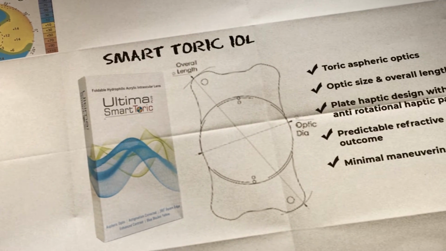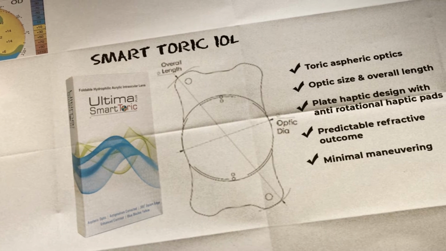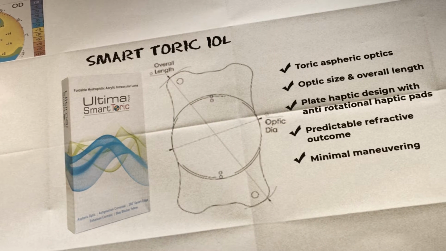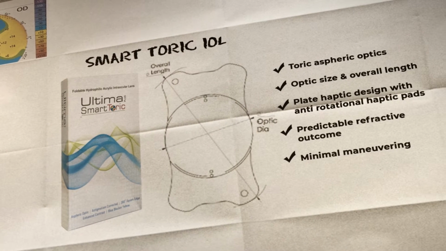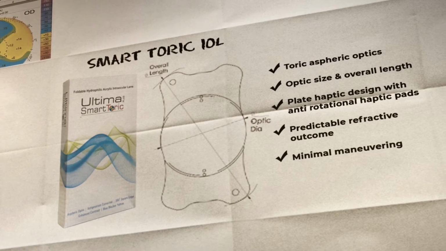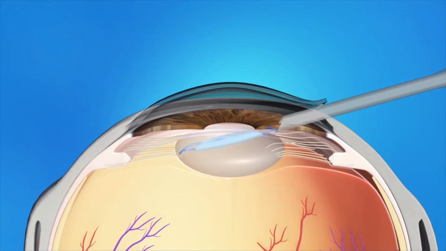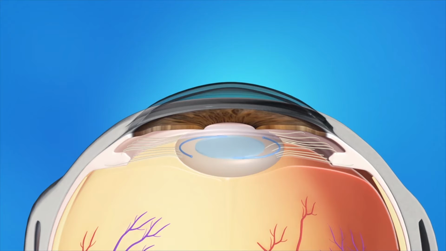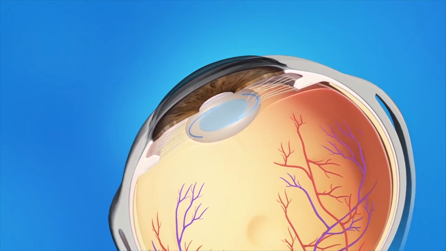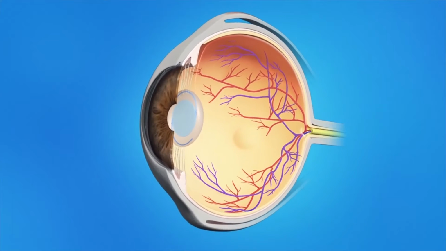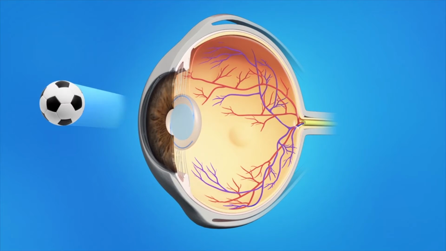And this IOL is customized according to every patient, thus giving a toric aspheric optic, customized optic size, overall length, plate haptic design with anti-rotational haptic pads, and a predictable refractive outcome. Why is the SMART IOL called SMART? It already incorporates the astigmatic correction smartly in the desired axis. Hence, simply placing it in the 0 to 180 degree axis serves the purpose and avoids any excessive rotation in the bag. It's ideal in our case where we have a compromised posterior capsule.